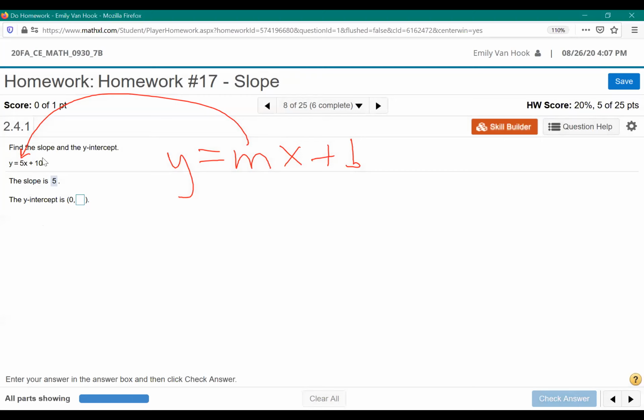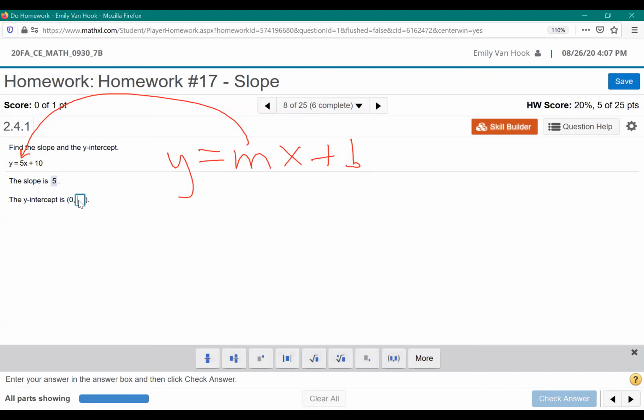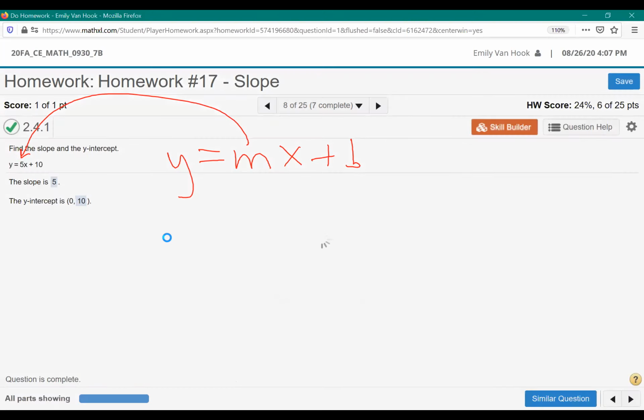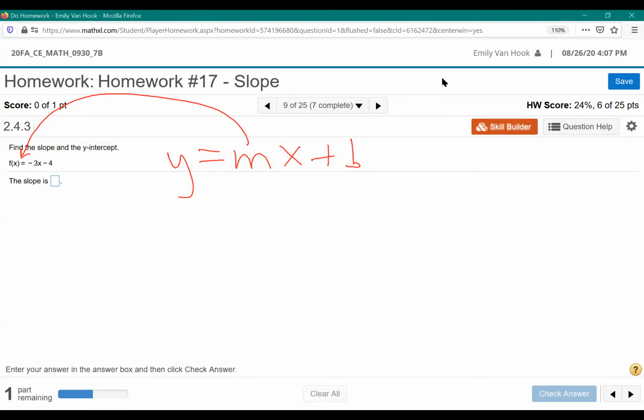And then the y-intercept, that's the b part, would be 10, or we could write it as an ordered pair of (0, 10). But we're just filling in the 10 in that little fill in the blank. Okay.